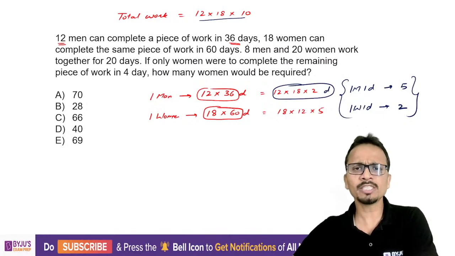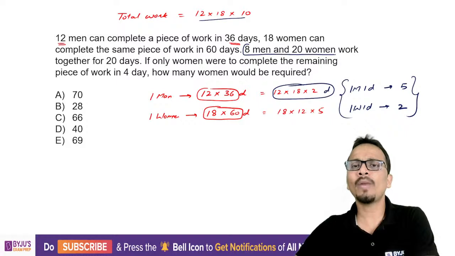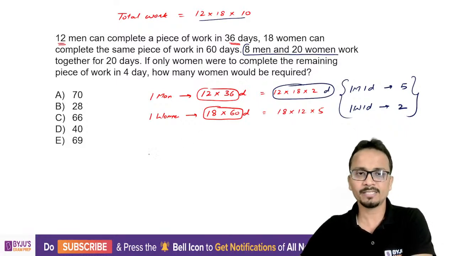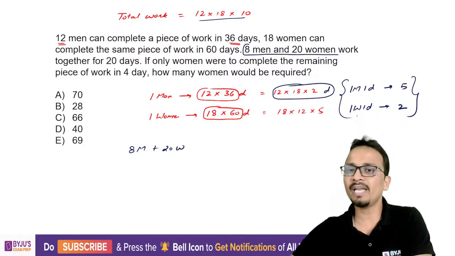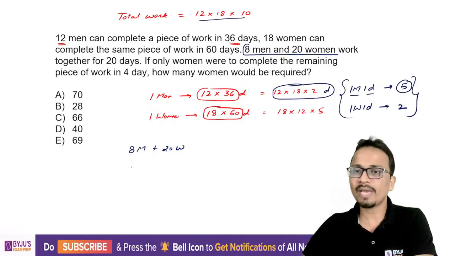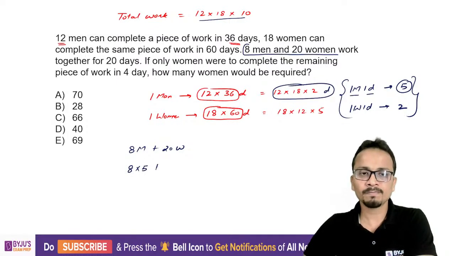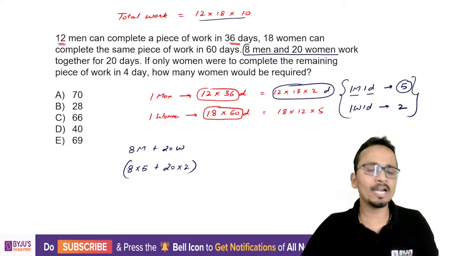Now further question says that 8 men and 20 women work for 20 days. So how many men? 8 men and 20 women. So 8 men one day में कितना काम करेंगे? One man one day 5 units of work. So 8 men in one day 8 into 5 units of work. Similarly 20 women 20 into 2 units of work. So this is one day work of 8 men and 20 women.